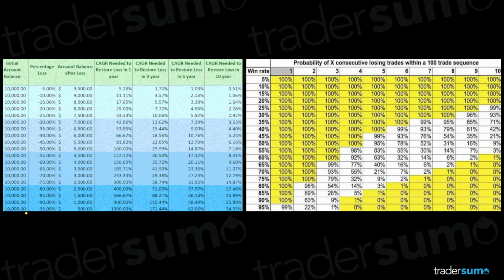So what this is saying is, the more that you do not manage the risk, the more that you allow your trades to go against you into drawdown, percentage-wise, the more difficult it is exponentially to make that money back and get back to even.